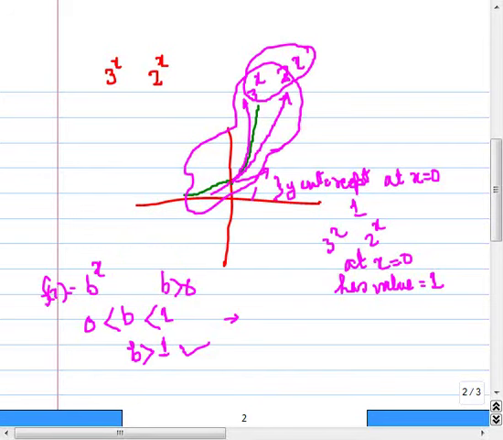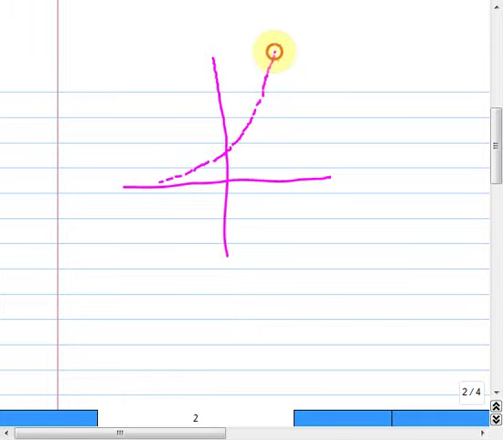Now I explain: for b greater than 1, the exponential function graph is like this. For b between 0 and 1, the graph is like this. B lies between 0 and 1. You can very well see that for some values of x, this graph will be a mirror image of this.